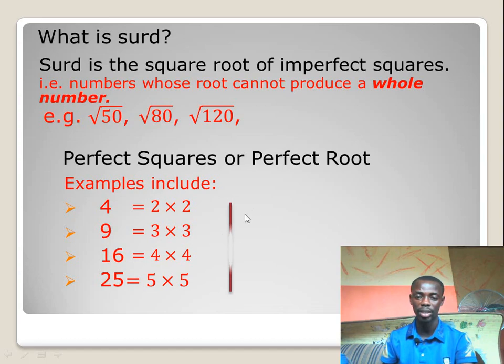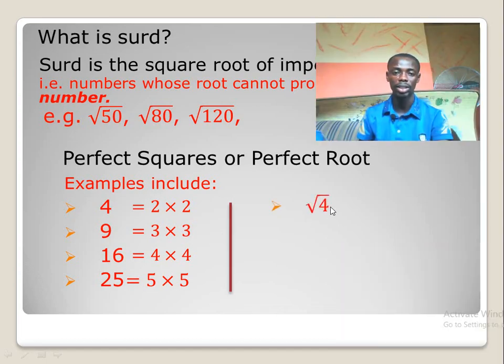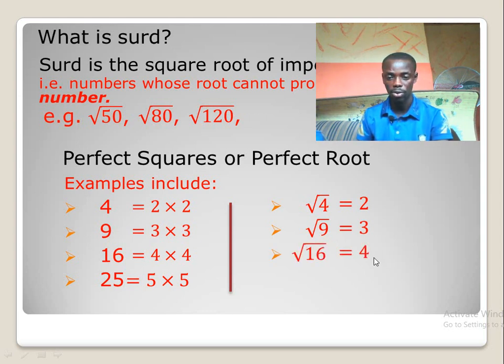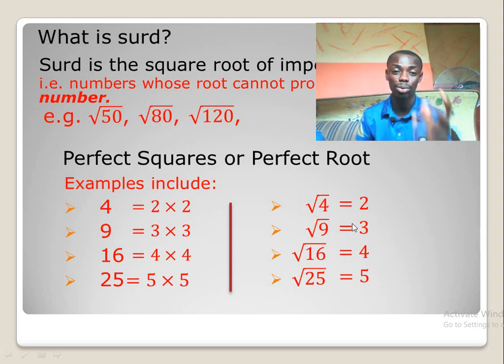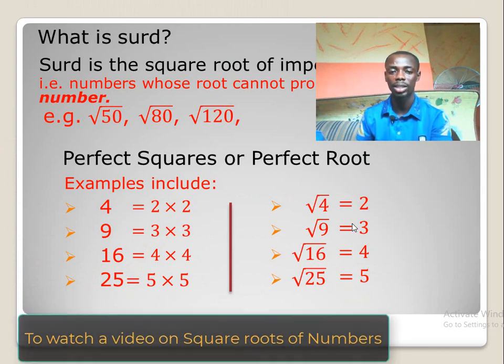Let's demarcate here. So you have root 4 here. When you simplify root 4, you will have 2. When you simplify root 9, you will have 3. When you simplify root 16, you will have 4. And when you simplify the square root of 25, you will have 5. So when I say roots or square roots, they are the same thing.